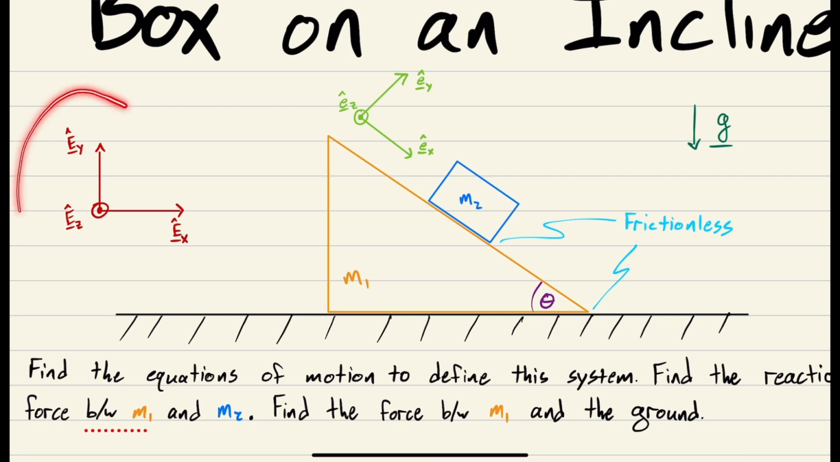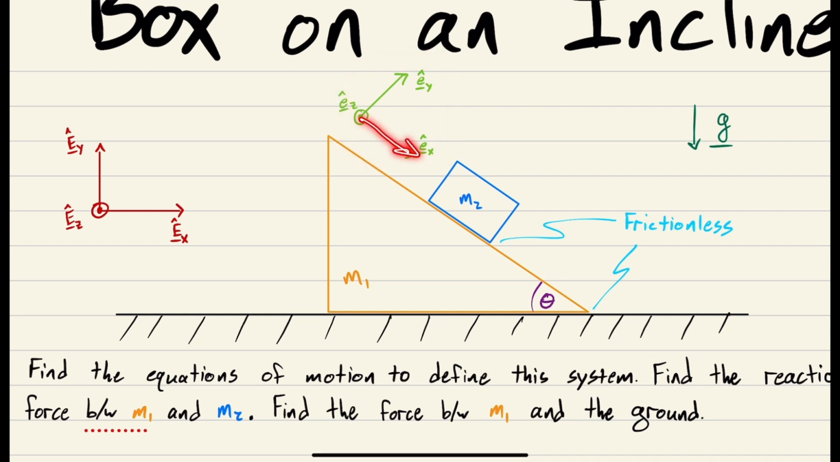We have this one right here. This one's fixed to the ground. EX just points off to the right, EY points up, and EZ is out of the page. And this is our inertial frame. And then we also have this other basis set up. It's green. And this is actually also an inertially fixed frame.